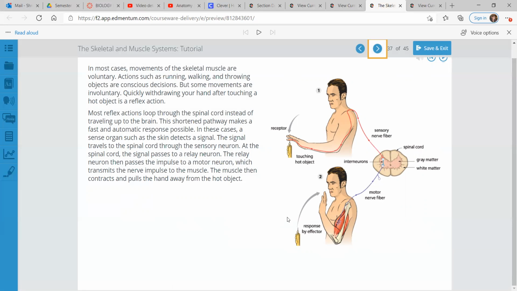Most reflex actions loop through the spinal cord instead of traveling up to the brain. This shortened pathway makes a fast and automatic response possible. In these cases, a sense organ, such as the skin, detects a signal. The signal travels to the spinal cord through the sensory neuron. At the spinal cord, the signal passes to a relay neuron. The relay neuron then passes the impulse to a motor neuron, which transmits the nerve impulse to the muscle. The muscle then contracts and pulls the hand away from the hot object.